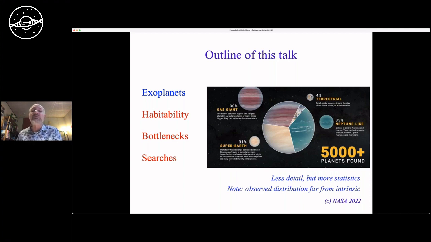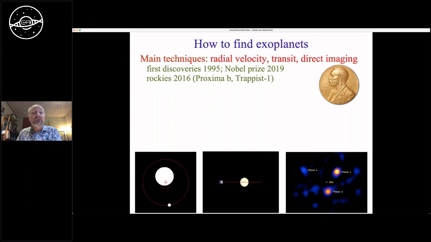Don't take away from this that there are fewer Earth-like planets than Jupiter-like planets. It's actually more the other way around. However, the Jupiter-like planets are easier to see. So how do we know this?